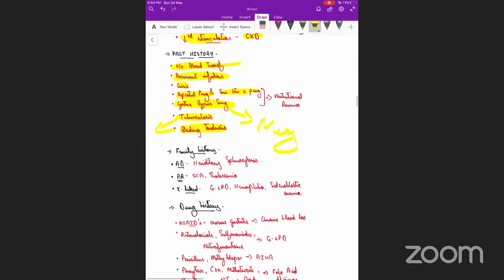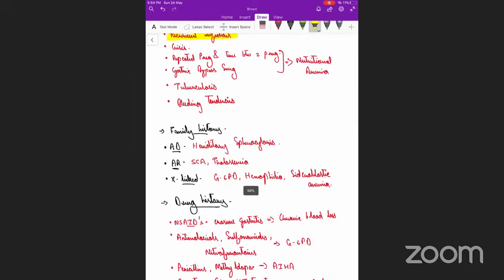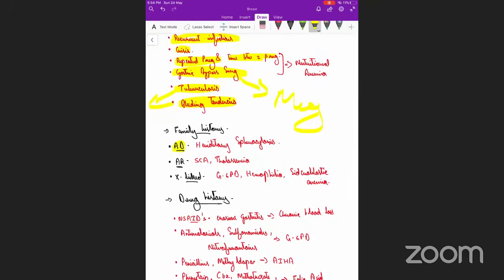Family history, how is it important? It depends on the inheritance pattern. So autosomal dominant, we can see in hereditary spherocytosis, or autosomal recessive, we can see in sickle cell anemia and thalassemia, or it can be due to X-linked inheritance like G6PD, hemophilia, congenital sideroblastic anemia, all these things.